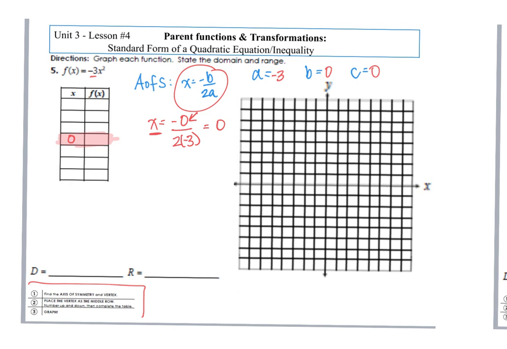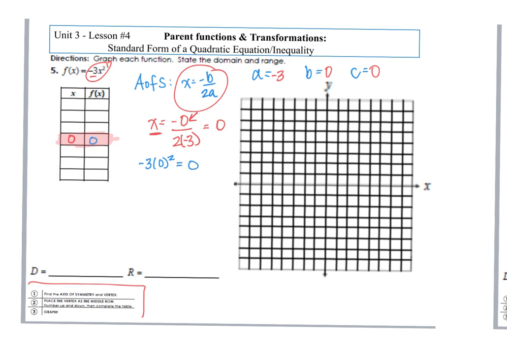We need to find the y value of our vertex. So we plug that 0 back in for the x's of our equation. So we're going to get -3 times 0 squared, and that's going to equal 0.